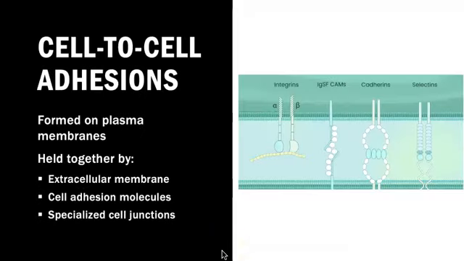Next up are our cell-to-cell adhesions. These are formed on our plasma membranes and are going to be held together by extracellular cell adhesion molecules, or specialized cell junctions.